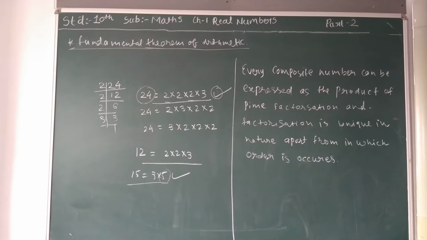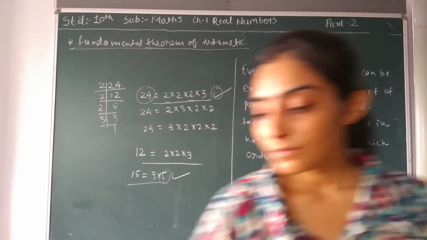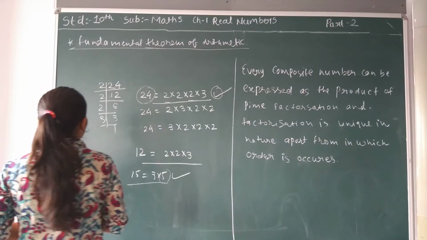Okay. Now the applications of the fundamental theorem of arithmetic are to prove irrationality and to check whether a decimal expansion is terminating or not. Okay, so let's see some examples.